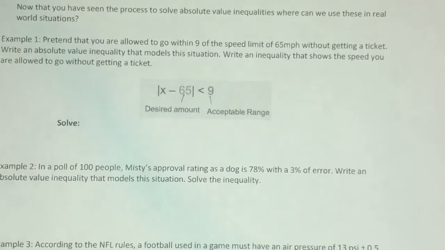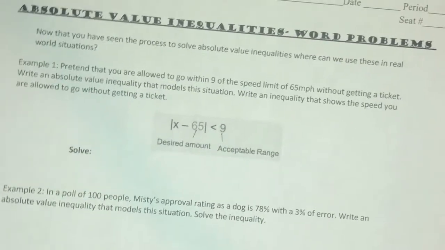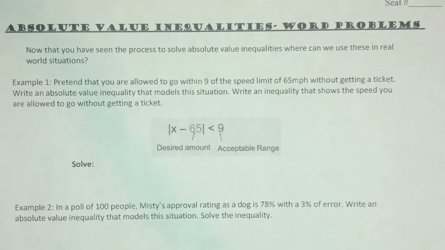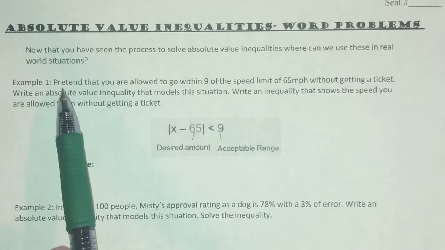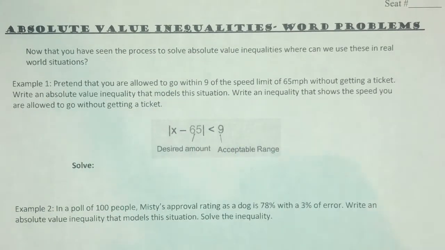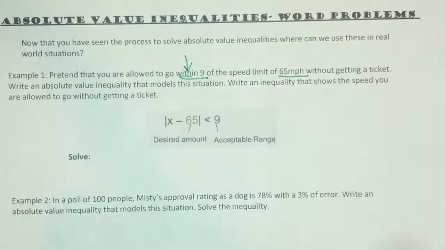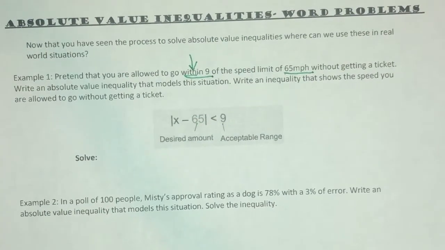So what I like about this worksheet is it actually gives you a really nice explanation about how you set these up. These are inequalities specifically. Let me show you how this setup works. Pretend that you're allowed to go within 9 of the speed limit of 65. Look for these key words. The key words give you a good sense of where things are supposed to fit in when you solve these.